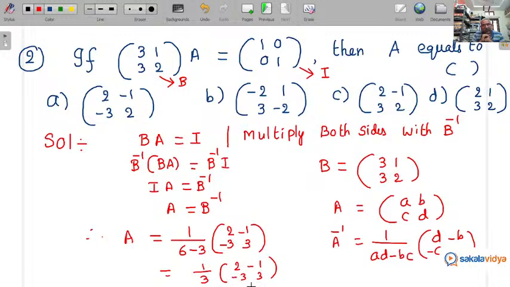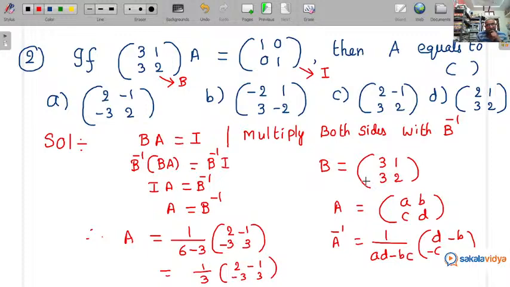BA is equal to I, that's correct. Multiply both sides with B inverse, B inverse into B is I only, so IA is equal to B inverse, so A equals B inverse, right. B means what? Actually 3 comma 1, 3 comma 2.